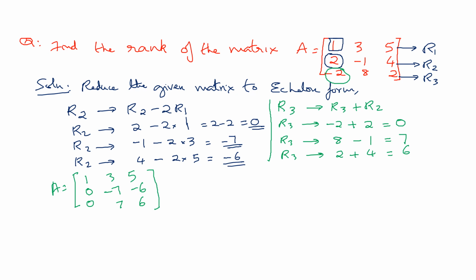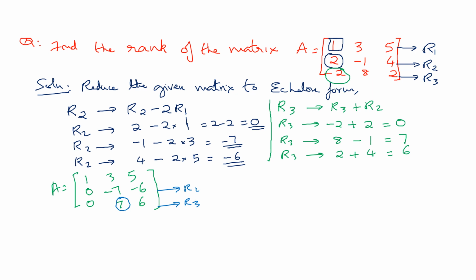You have to see that this is 7, this 7 becomes 0. How can the 7 be made 0? You add 7 minus 7, right? So you consider this R2 and R3. Now this is R2, this is R3.